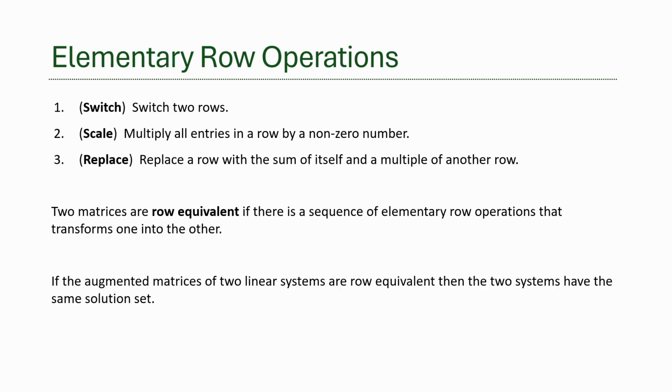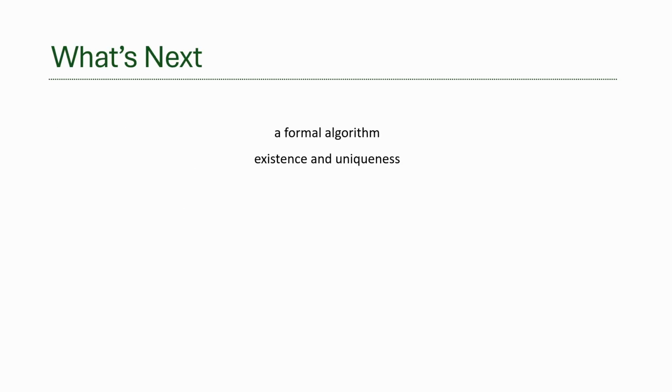So that example illustrates how we can map the operations that you've already seen for solving systems of linear equations to corresponding operations that we can perform on a matrix. So these three operations, switch, scale, and replace, are what we call the elementary row operations. And two matrices are called row equivalent if one can be transformed into the other using just these three elementary row operations.